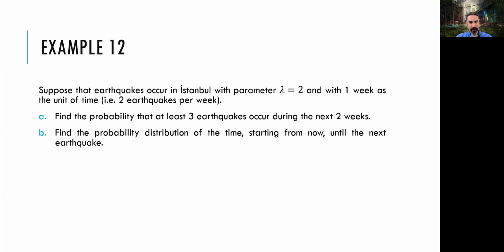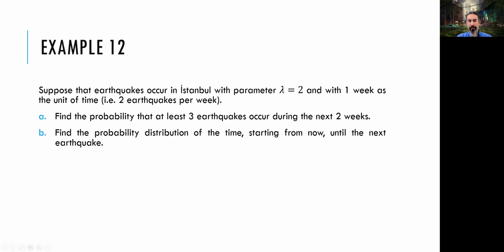So in this one here, suppose that earthquakes occur in Istanbul with parameter lambda is equal to 2 and 1 week as the unit of time. So there are 2 earthquakes per week, which can be scaled to 4 earthquakes per 2 weeks, 10 earthquakes per 5 weeks, etc. So from here, it asks us to find the probability that at least 3 earthquakes occur during the next 2 weeks. Now, 3 earthquakes in 2 weeks. I already know that for 2 weeks we have a mean of 4 because it already says us for 1 week it's 2. So for 2 weeks it's 4.